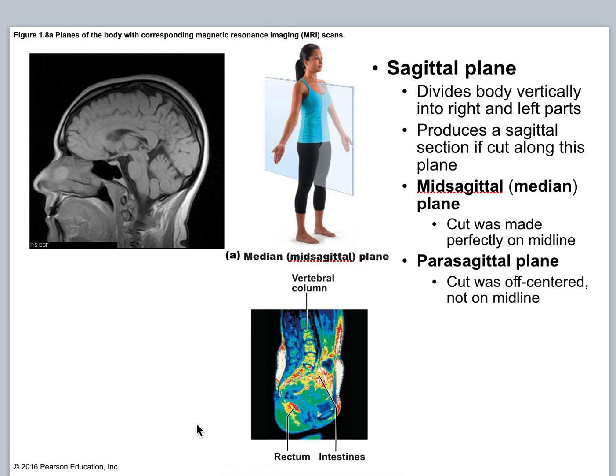The sagittal plane is, imagine a sheet of glass going in between the body in this fashion here. It divides the left and the right sides of the body. If this occurs right in the midline, it's called the mid-sagittal plane. If this is not midline, if it's off to the side of the midline, it's called parasagittal plane. So parasagittal is the cut is off center, not on midline. The mid-sagittal plane is a cut made perfectly on the midline.